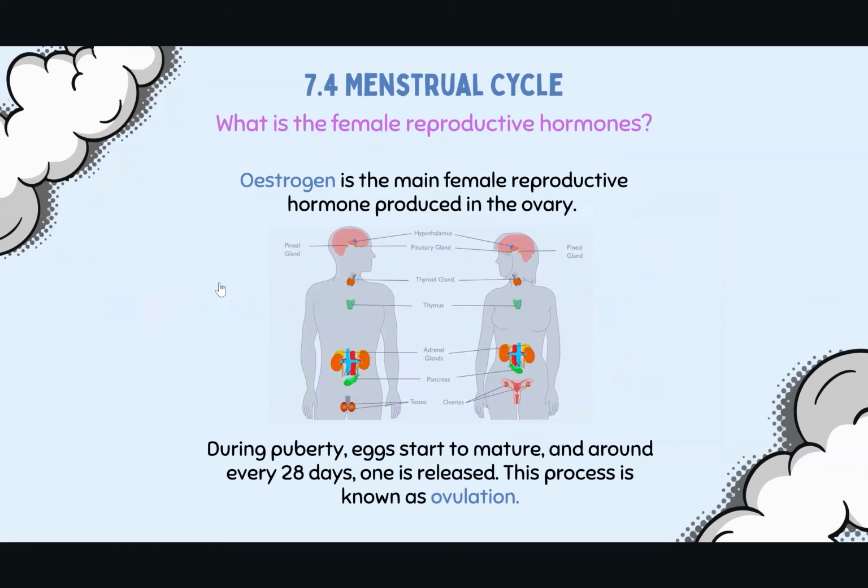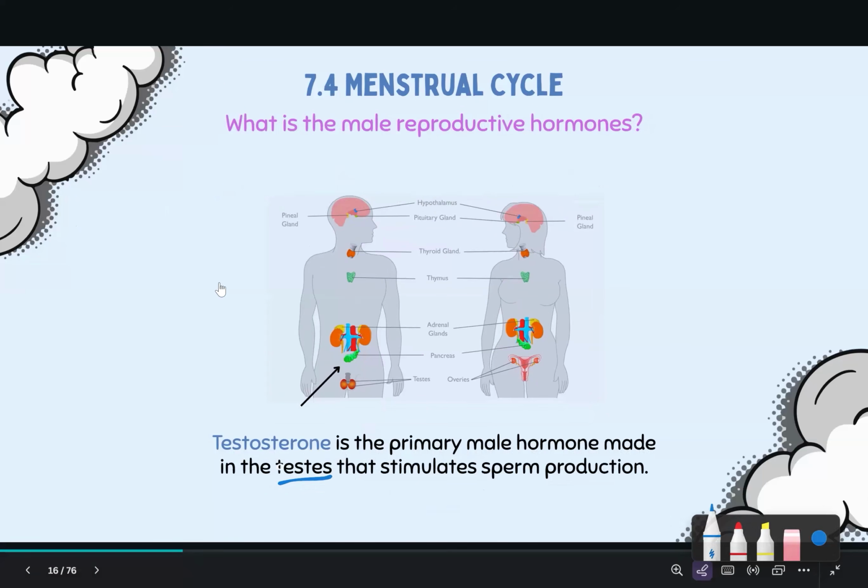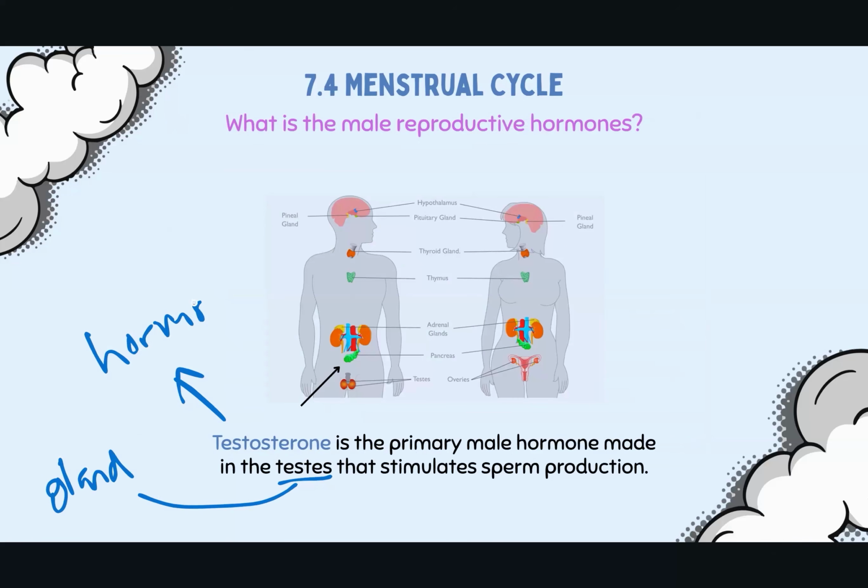Okay, menstrual cycles. This is something that we need to know for higher, foundation, combined, triple. Everyone needs to know this. Now, estrogen is one of the main female reproductive hormones produced in the ovary. So the ovary is the gland. Estrogen is the hormone. And because of estrogen, eggs start to mature and it leads to ovulation. Now, in males, testes are the gland. Testosterone is the hormone that's released by testes, and that leads to sperm production.